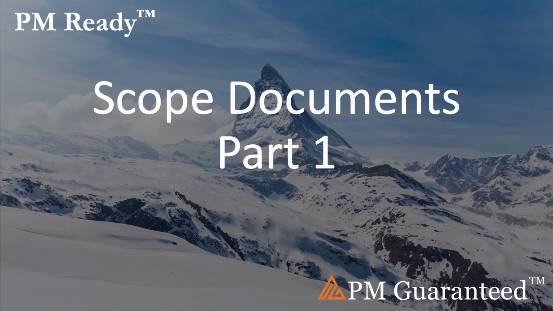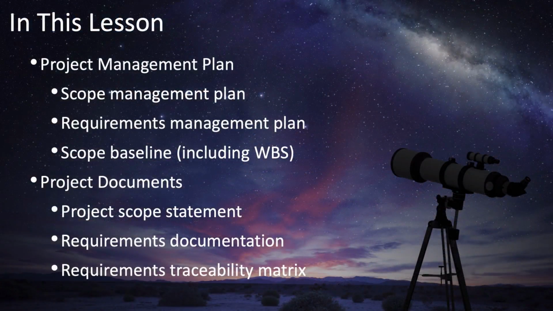This is part 1 of the lesson on scope management documents. The scope management documents fall into 2 categories: those that are part of the project management plan, and those that are considered project documents that are important to the project but not included in the project management plan. These are the scope management plan, the requirements management plan, and the scope baseline, which includes the WBS as well as other documents. And project documents about scope include the project scope statement, the requirements documentation, and the requirements traceability matrix.